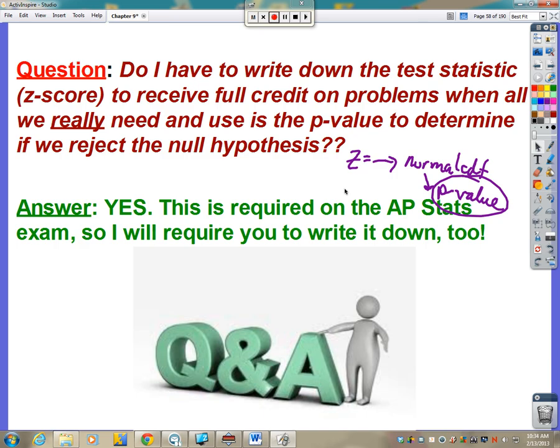Yes. I've checked on the AP exam grading rubrics, and they require you to write down the test statistic that you calculate, that z-score. So you must write it down. If the AP exam requires it, I require it as well. So two numbers you're always going to have to report will be your test statistic, your z-score, and the p-value. And then you will decide from the p-value whether to reject or fail to reject the null hypothesis.